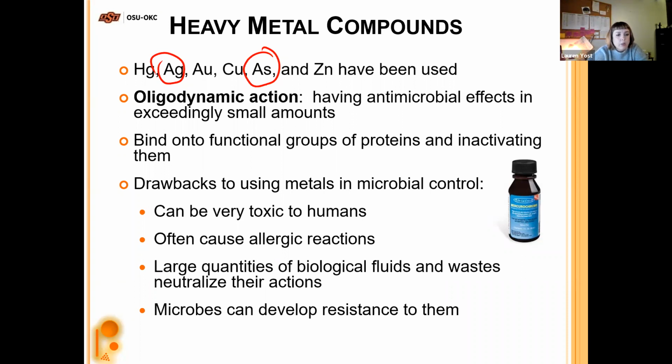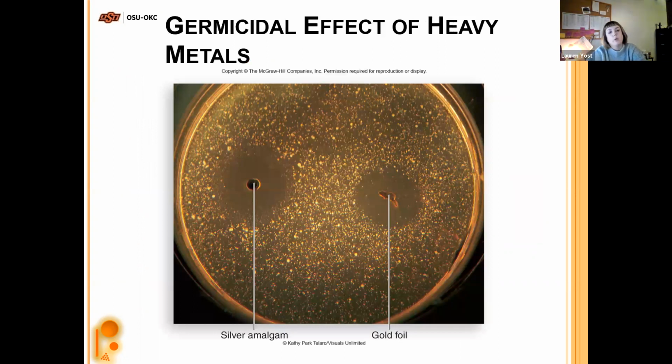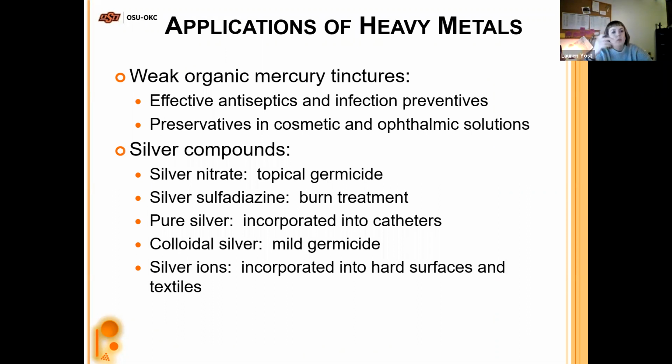Drawbacks: they can be toxic. They can cause allergic reactions. If you have a lot of bodily fluids involved, it can neutralize their action, and microbes can develop resistance to them over time. Essentially they interact with the proteins so that they can't work properly. So just put silver onto this plate and then put bacteria to grow. And then you can see from silver, and this is gold over here, it's inhibiting bacterial growth around it.